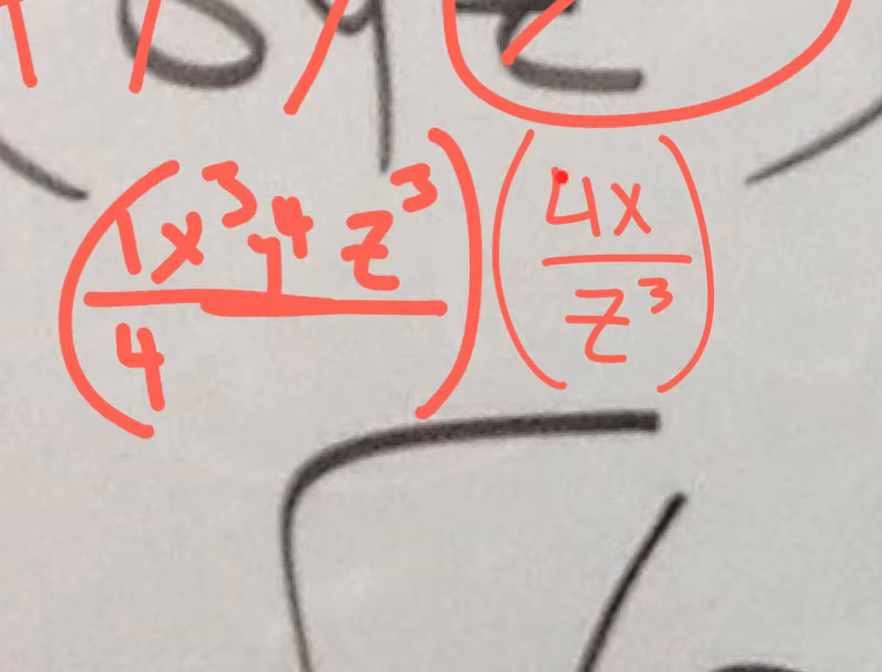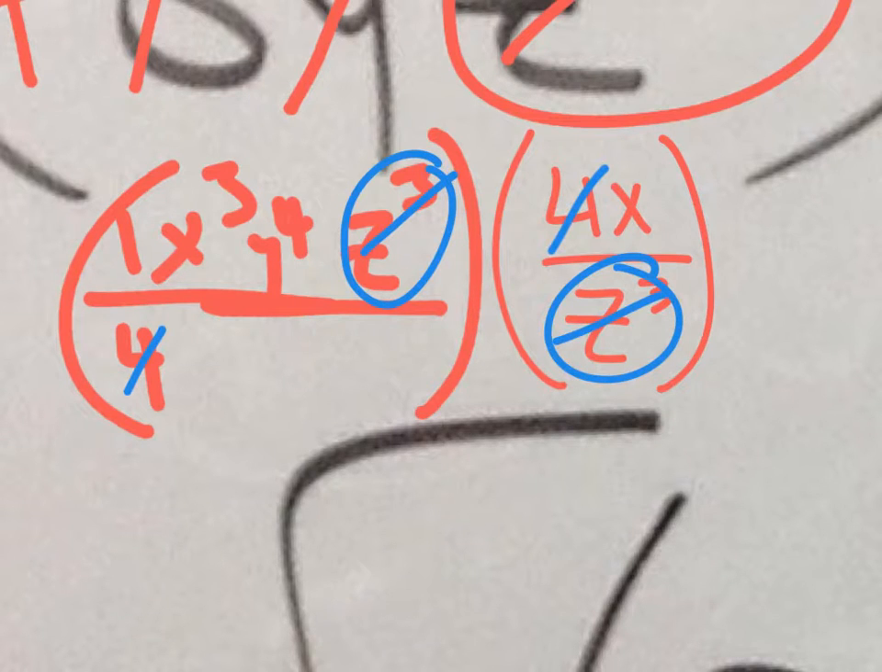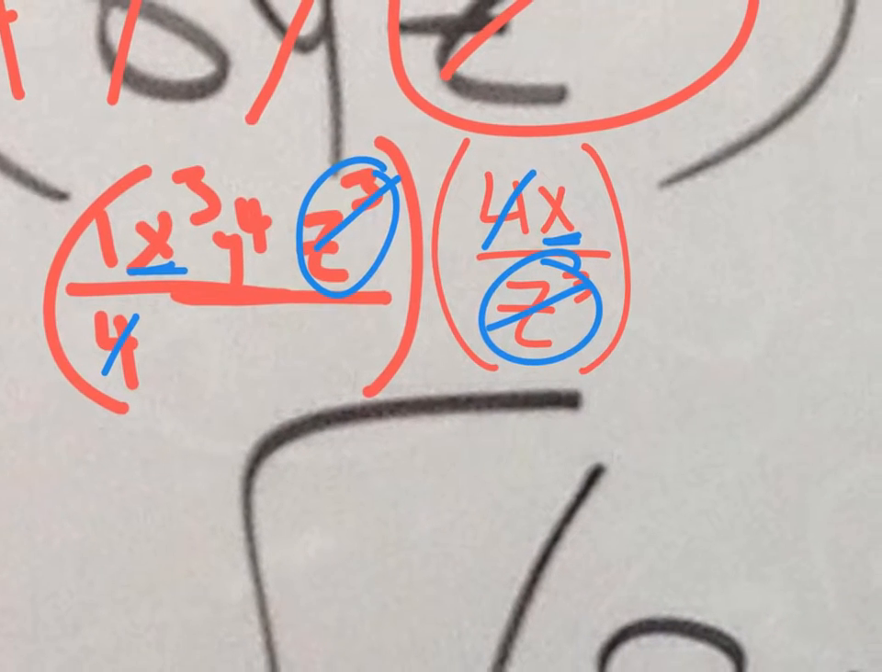Because there is a 4 up here and a 4 down here, and we know that 4 divided by 4 is 1, it cancels out. We also have this z to the third up here and the z to the third down there, so we know we could cancel out this z to the third with that z to the third, that would disappear also. So the only thing left on the second fraction is an x. So what we really have is 1x to the third, y to the fourth times x. So when you multiply this x right here with this x to the third, what are we going to get? X to the fourth, right?